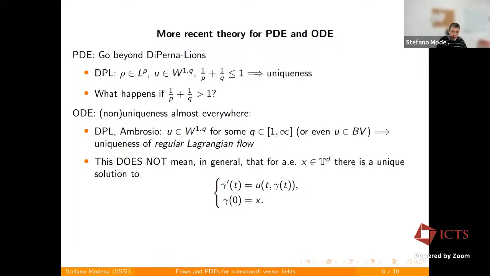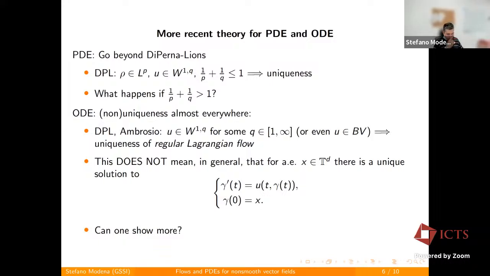So the question is, can we show more? Can we, for instance, characterize the set of points for which there exists a unique solution to this ODE? Can we say, for instance, that it is a full measure set or not? Can we say something more? Okay, so these are somehow the two questions. For the PDE, going beyond the deterministic theory. For the ODE, existence and uniqueness in this pointwise sense and not in the selection sense.